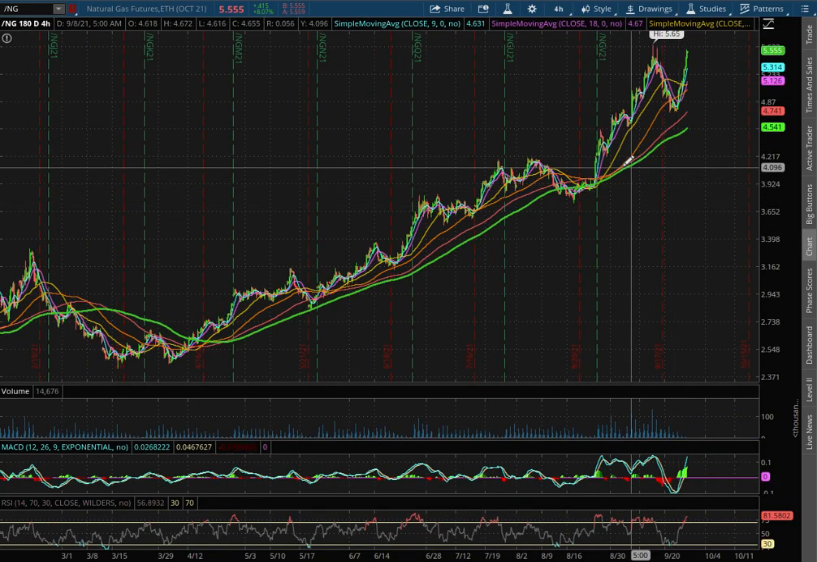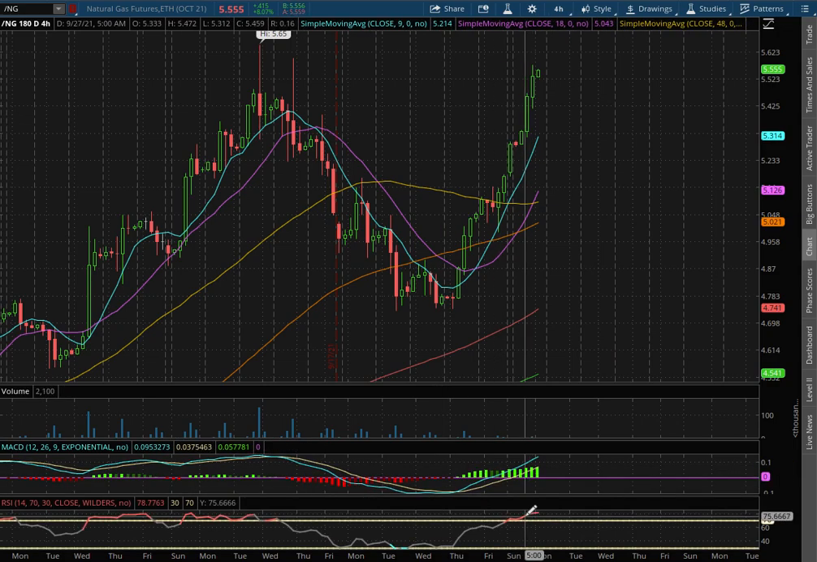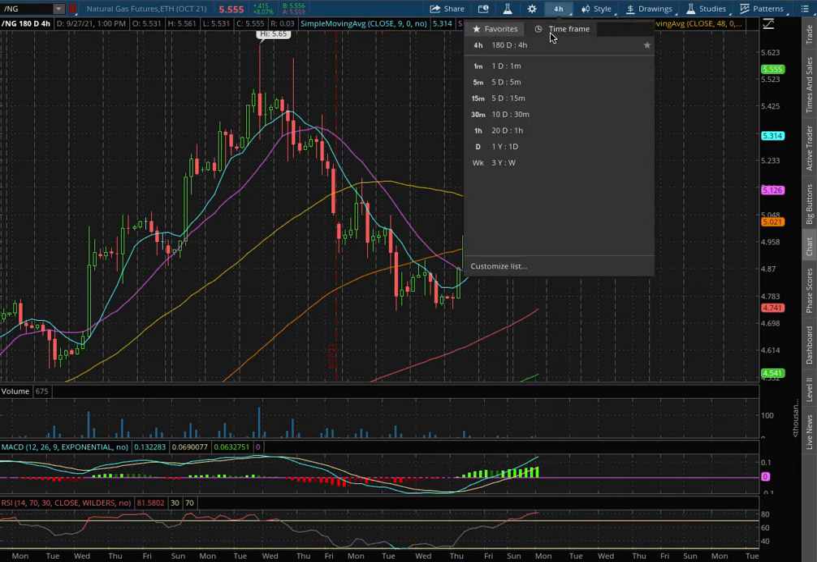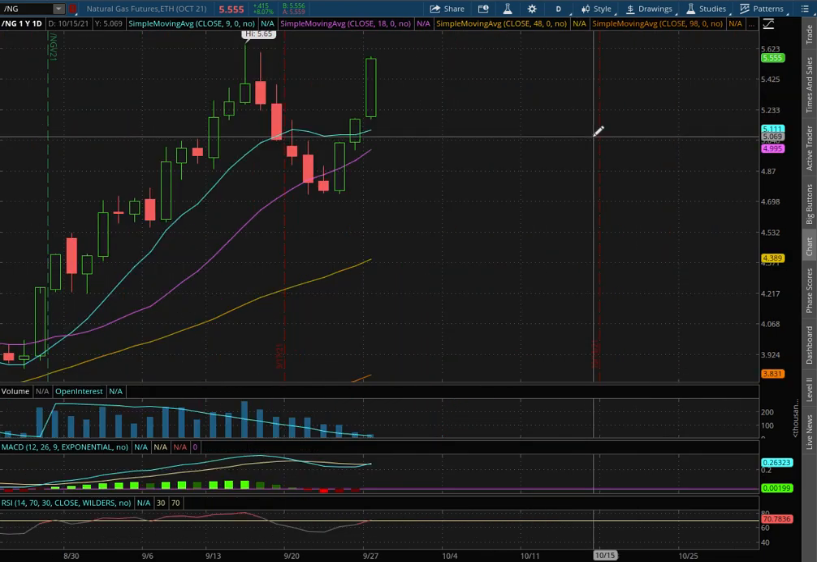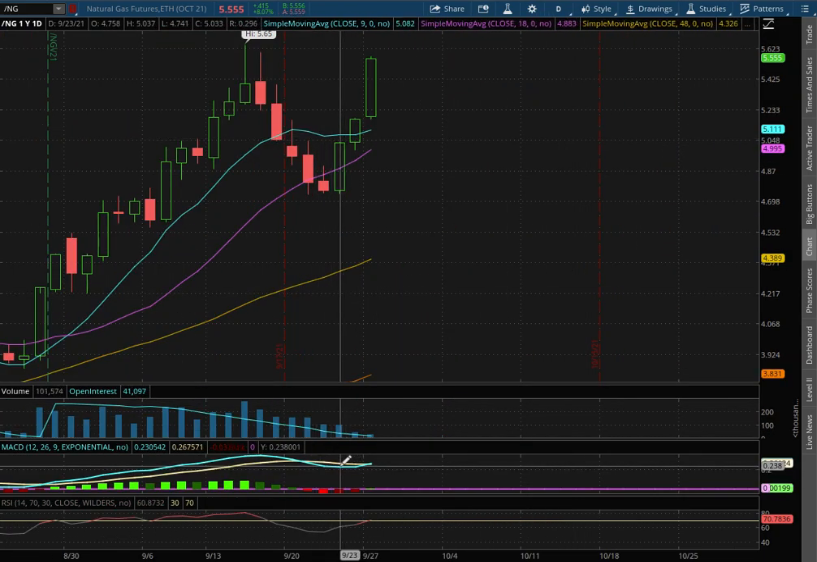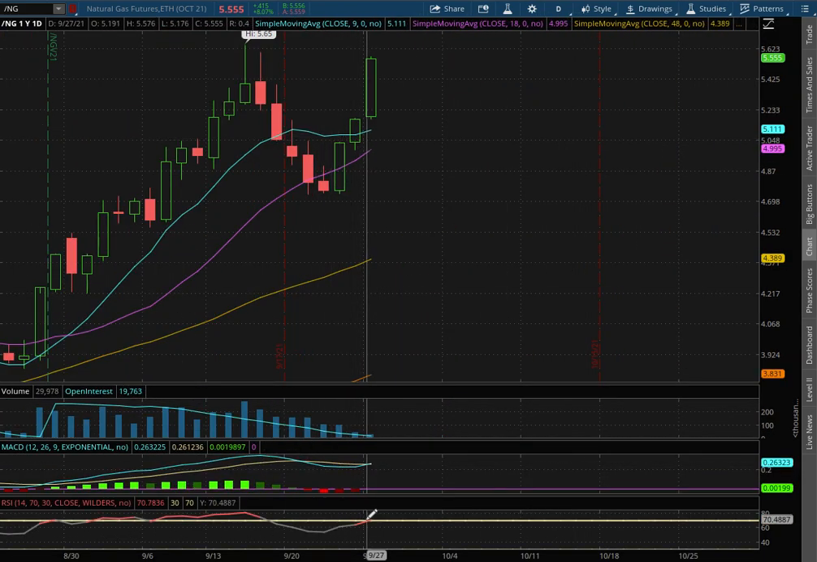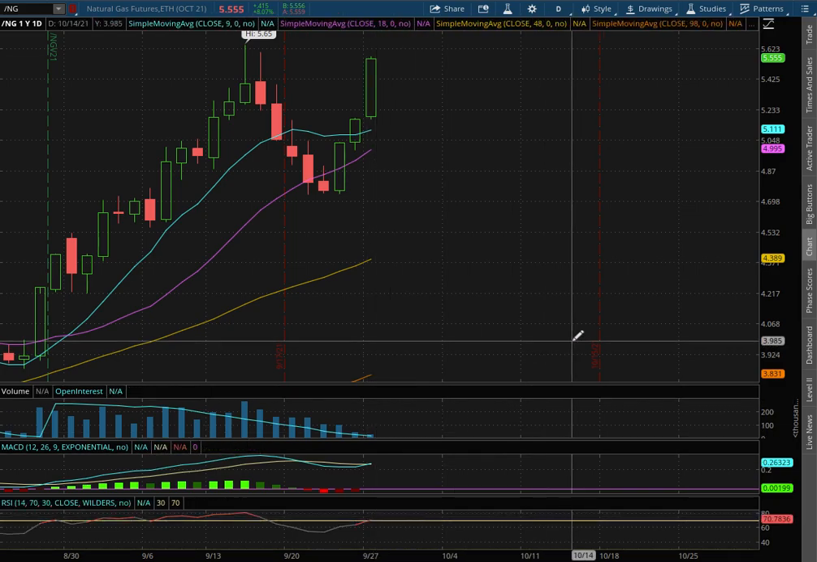As with the 4 hour chart, we remain in positive MACD and at overbought condition with the RSI. As with the daily chart, we see the same action: positive MACD, seeing signs of a converge, and we're back at overbought condition with the RSI.